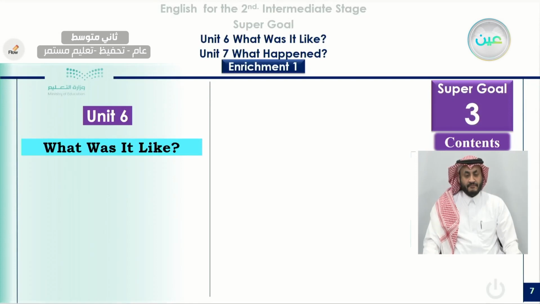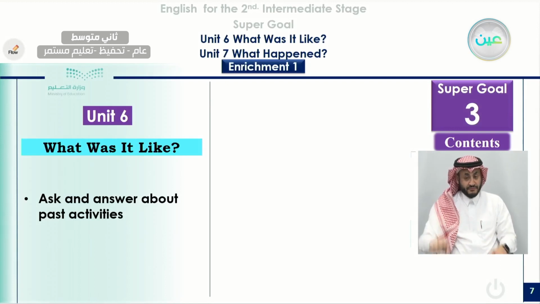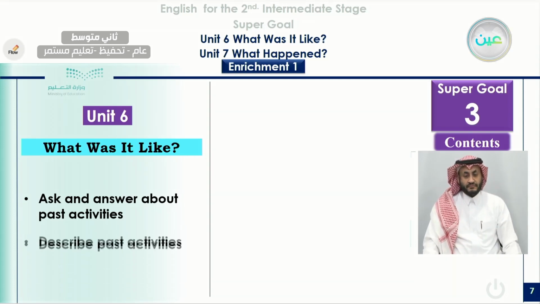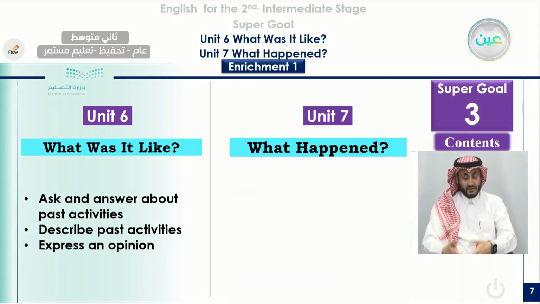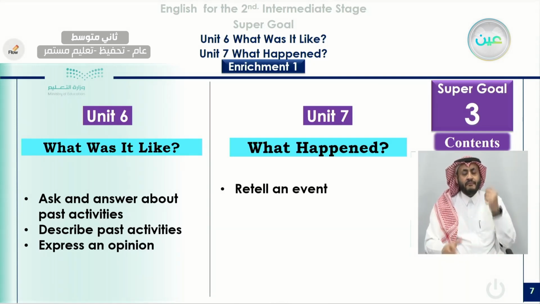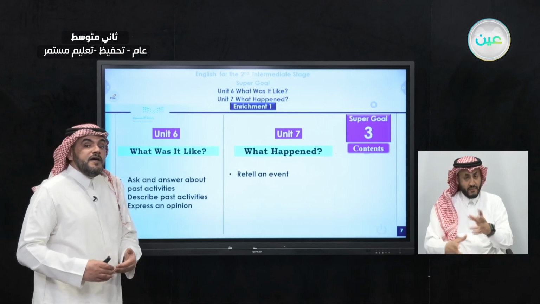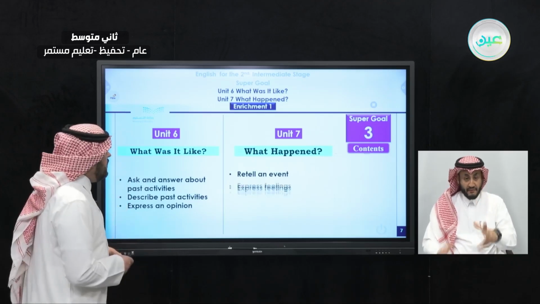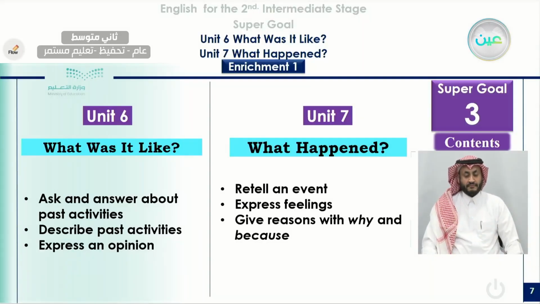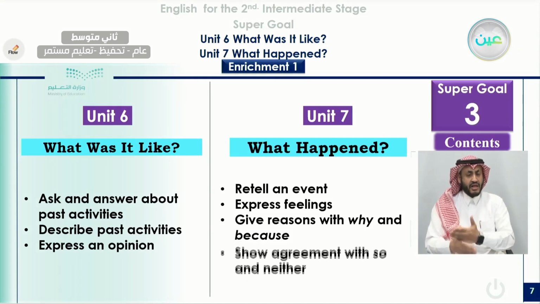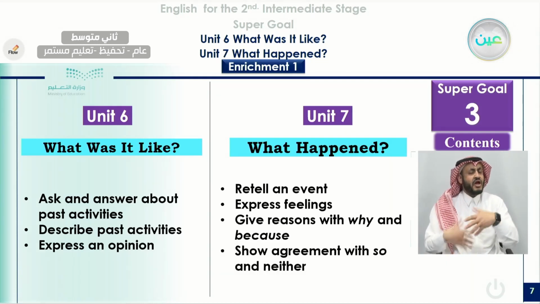Okay, in our class today, as we said, we are going to cover 2 units, Unit 6. In this unit, you know the title of this unit, what was it like? We're going to deal with how to ask and answer about past activities, also how to describe past activities, how to express an opinion. And in Unit 7, which is under the title, What Happened? You're going to retell events, how to tell a story, or how to give a witness report, and so on. How to express feelings, how you feel, how others feel also. Also you will learn how to give reasons with why and because, how to show agreement with so and neither.